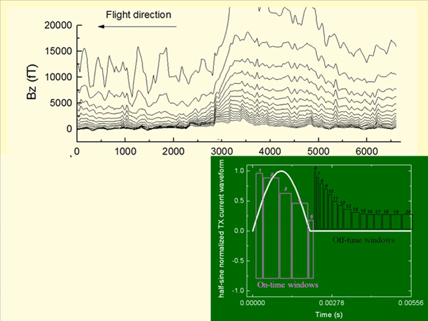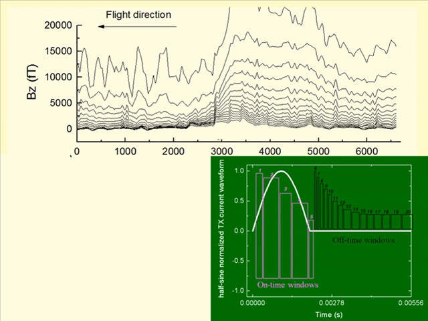This is some electromagnetic data collected by an airborne electromagnetic system. The top graph is the data collected along a profile. The profile starts at 0, 1,000, 2,000, 3, 4, 5, 6,000 meters along the profile, and the vertical axis shows the magnetic field in femtoteslas.